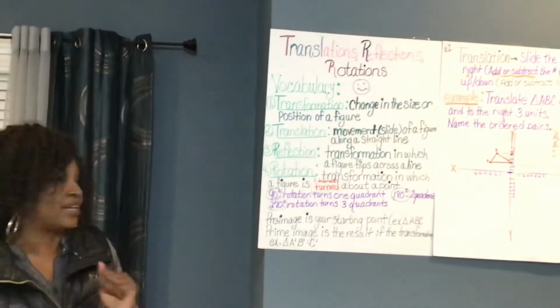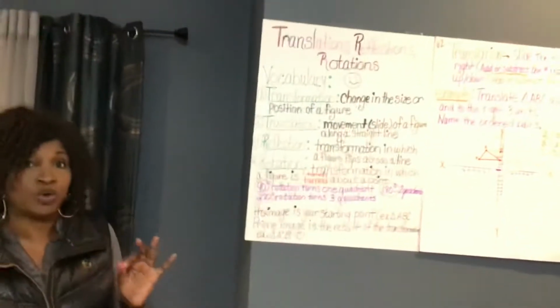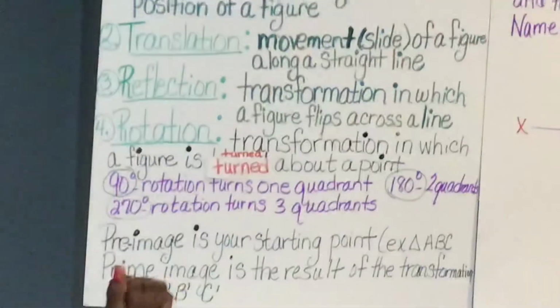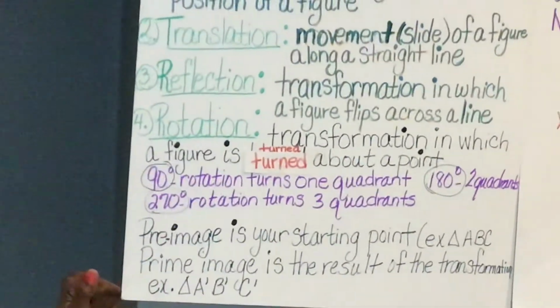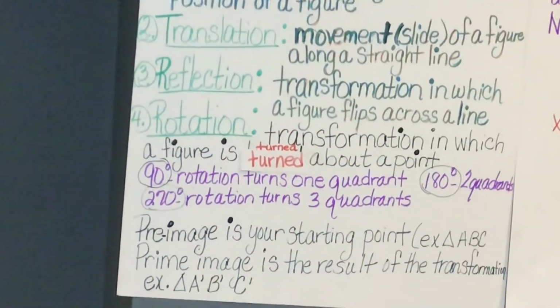Now, that turn can occur as a 90-degree rotation, which would be one quadrant, 180-degree, which would be two quadrants, 270-degree rotation, which would turn it three quadrants.